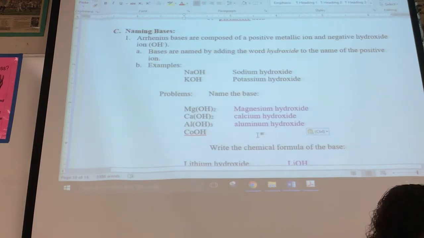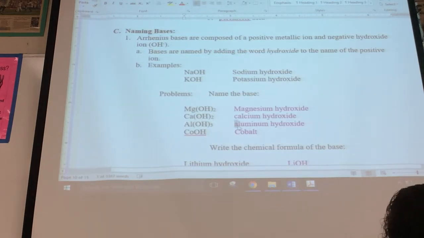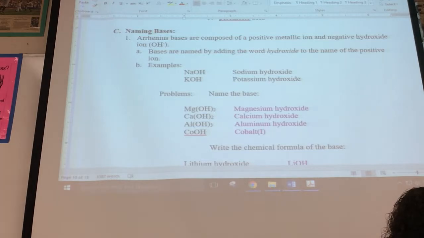This is the one that's a little bit tricky because this is cobalt, and you don't have to capitalize these. I see I didn't, and some of you will be upset, so I'll fix it. This one requires a Roman numeral because it's a transition element that can form more than one cation. So it's cobalt 1 hydroxide. It is cobalt 1, because hydroxide is 1 minus, so cobalt here has to be 1 plus. Electroneutrality. Alrighty? Pretty straightforward. And you already knew how to name bases, you just didn't know they were bases.